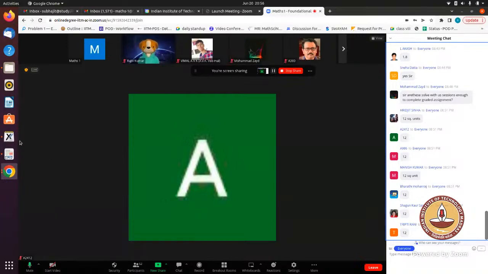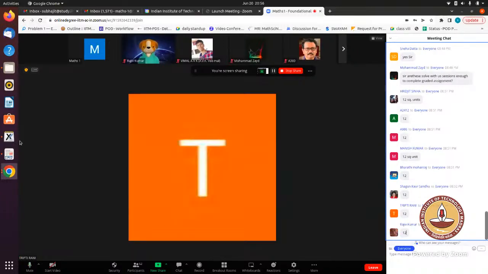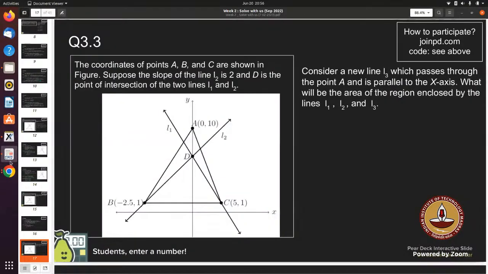Tripty, can you explain why this is 12? How have we solved this? Yes, sir. By solving the equation of L2 and L3, we can find the point of intersection between them.